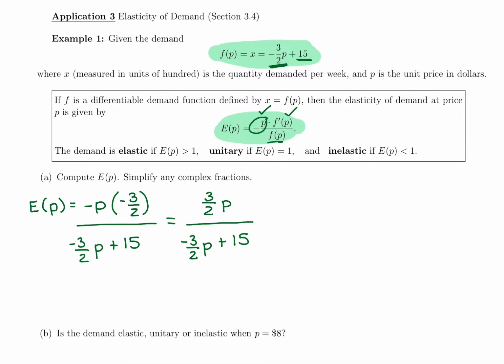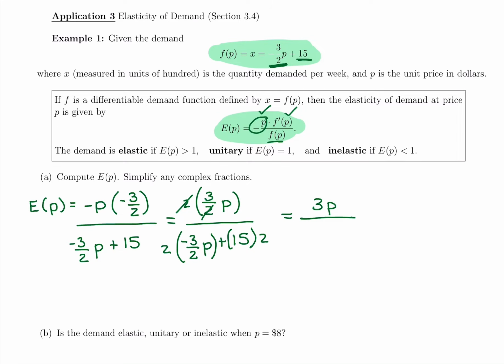To get rid of that denominator 2, I'm going to multiply every single term by 2. That way we don't have any fractions within a fraction. So in the top, 2 times 3/2, those 2's just cancel out and you're going to be left with 3p. In the bottom, 2's will cancel out and we'll be left with negative 3p. And then super important, it's not plus 15 anymore. 15 also has to be multiplied by 2 as well, just to not change the value of the fraction. It didn't have a complex fraction, but we still multiply every single term by 2. So we're going to do negative 3p plus 30. So there's my E of P.